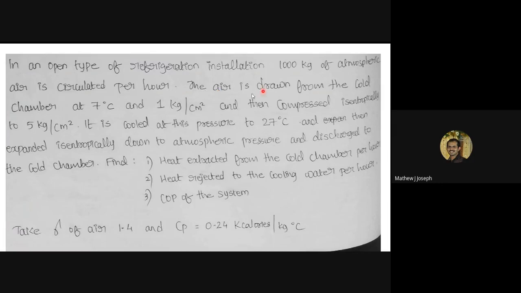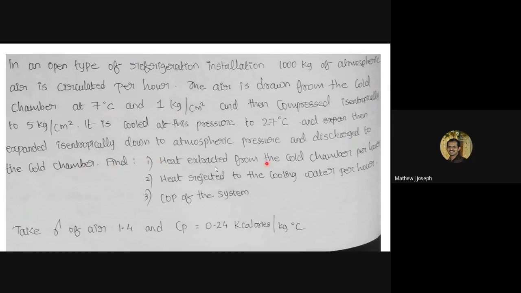The air is drawn from the cold chamber at 7 degrees Celsius and 1 kilogram per centimeter square, and then compressed isentropically to 5 kilogram per centimeter square. It is cooled at this pressure to 27 degrees Celsius and then expanded isentropically down to atmospheric pressure and discharged to the cold chamber.